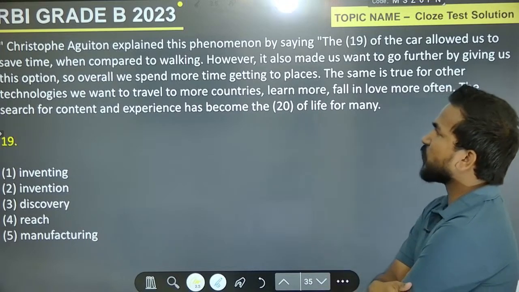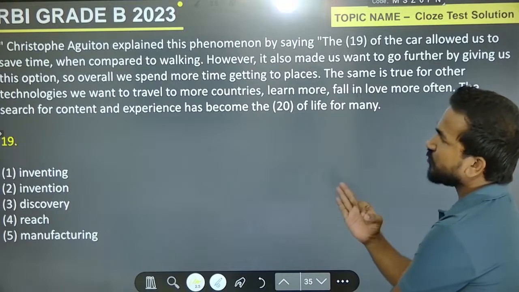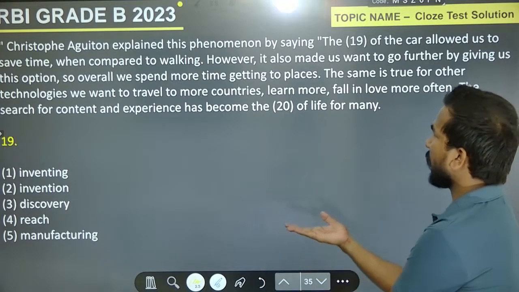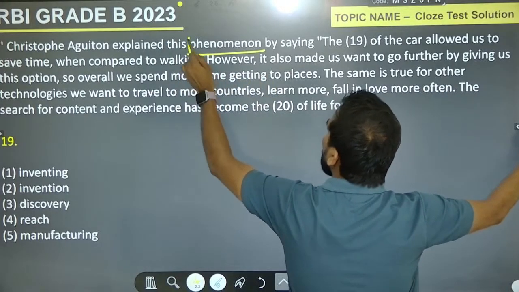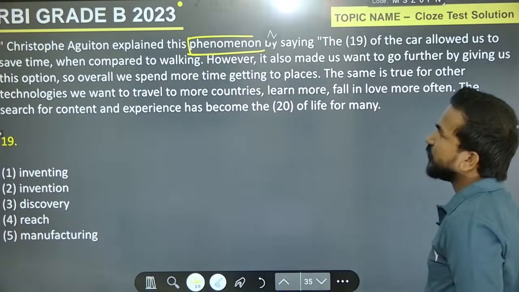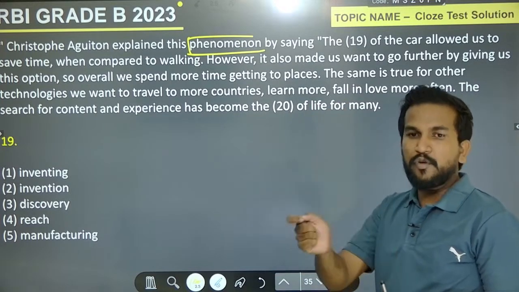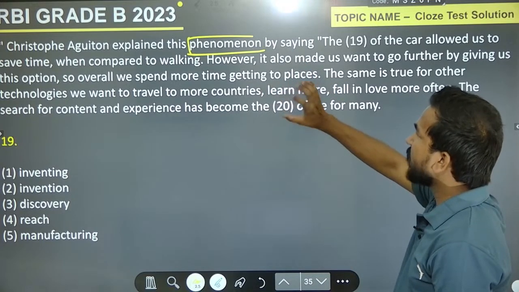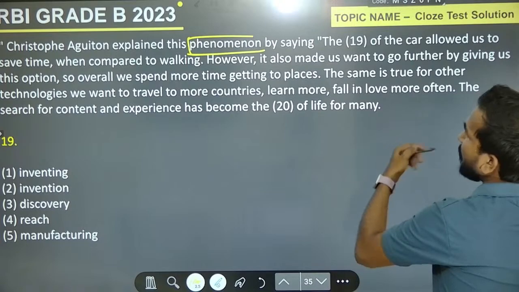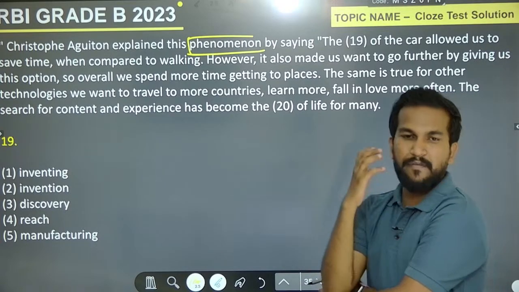Christopher Augustin explained this phenomenon by saying the blink of the car allowed us to save time when compared to walking. Okay, she is giving an example, and the word that is used is phenomenon. Phenomenon is singular, phenomena is plural. Now, Christopher Augustin explained this phenomenon by saying the blink of invention, discovery, reach, or manufacturing.